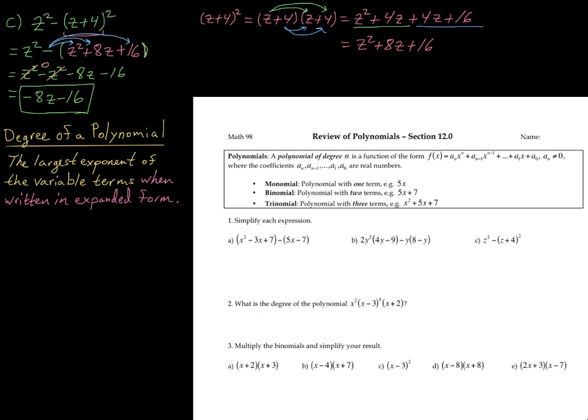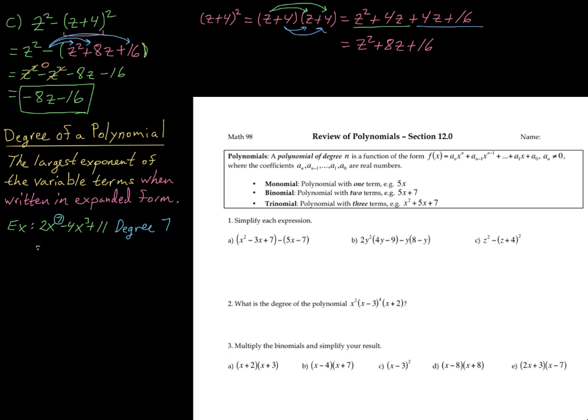This is the largest exponent of the variable terms when the polynomial is written in expanded form. Okay, so here's some examples to illustrate what I mean by that. If I have something like 2x to the seventh minus 4x cubed plus 11, the degree is the largest exponent of the variable terms, and in this case that's just 7. So this polynomial would have a degree of 7, okay?